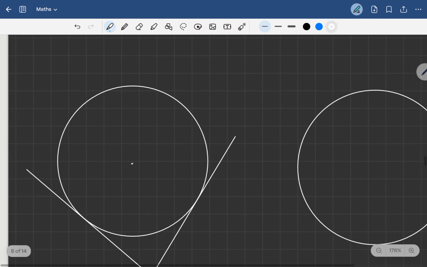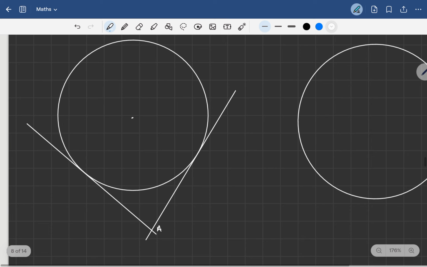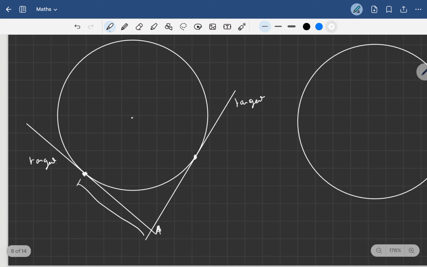The next circle theorem is, say we have two tangents to the circle. This is tangent and this is tangent. And the two tangents meet at point A. Then the distance from where the tangents meet the circle, in this case this point and this point, to point A are equal. So this and this are equal in length. Okay?